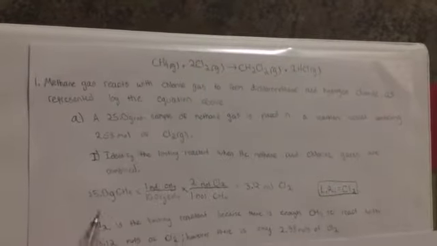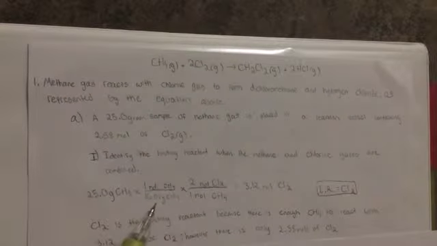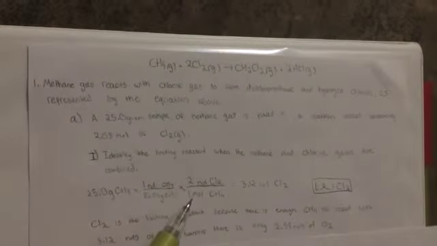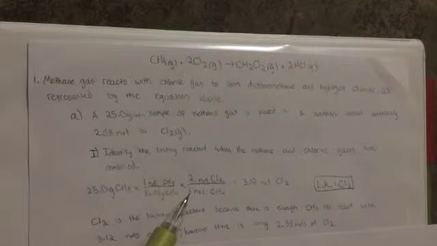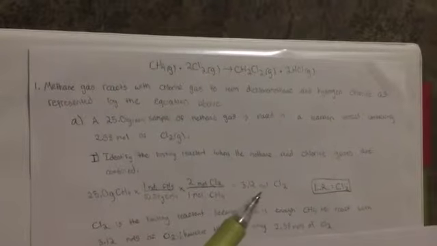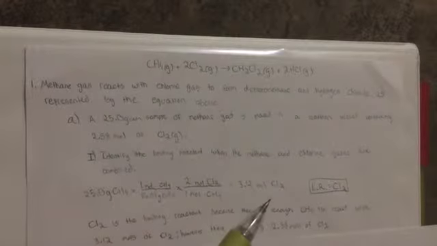So, we take 25 grams of CH4 and divide it by its molar mass, which is 16.04, and we do the molar ratio. For every mole of CH4 we have 2 moles of Cl2, so we get 3.12 moles of Cl2. So Cl2 is the limiting reactant because there is enough CH4 to react with 3.12 moles of Cl2. However, there is only 2.58 moles of Cl2.